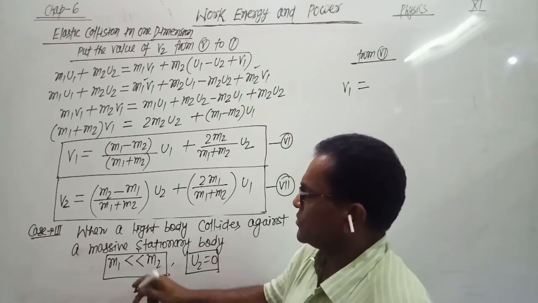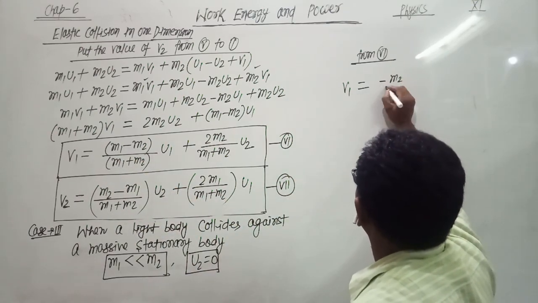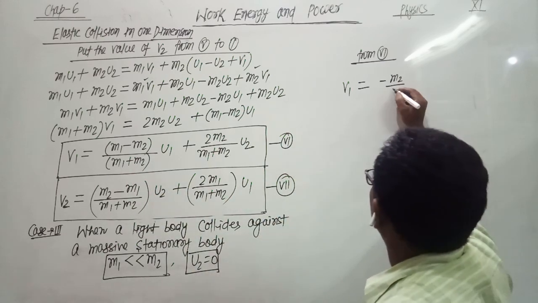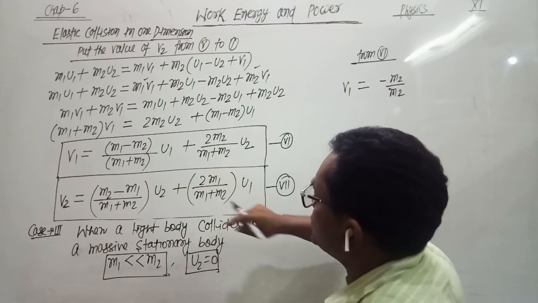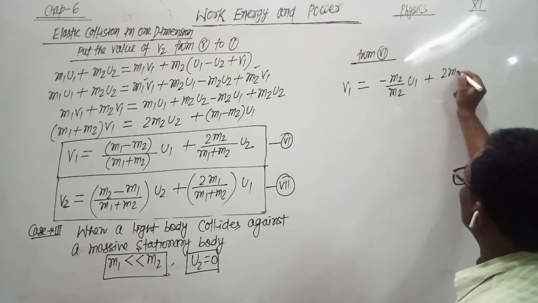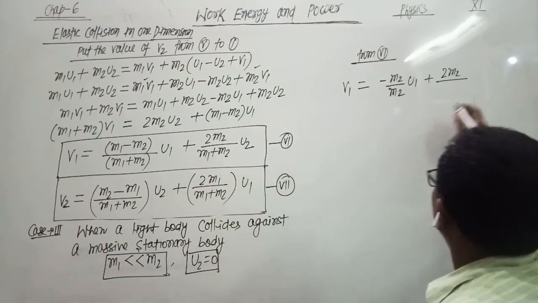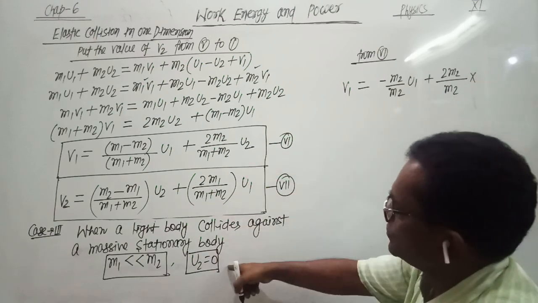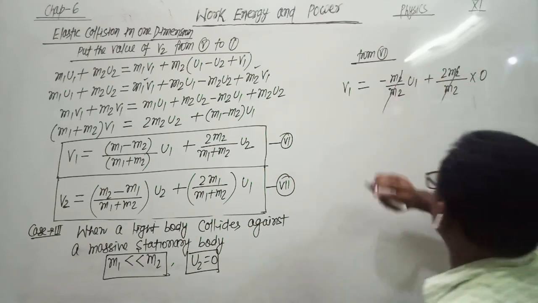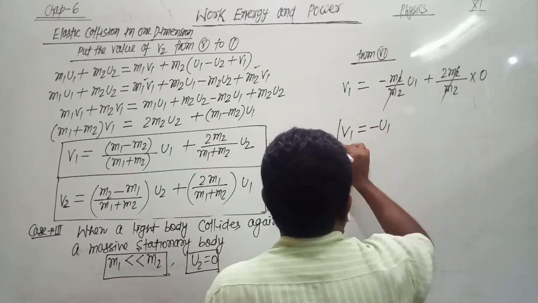So v1 equals (m1 minus m2) upon (m1 plus m2) into u1, and we ignore m1, so we get minus m2 upon plus m2, minus m2 upon m2, into u1, plus 2m2 upon (m1 plus m2) into u2. Since m1 is much less, we ignore m1, and u2 is 0, body B is at rest, so this term becomes 0. So we get v1 equals minus u1.